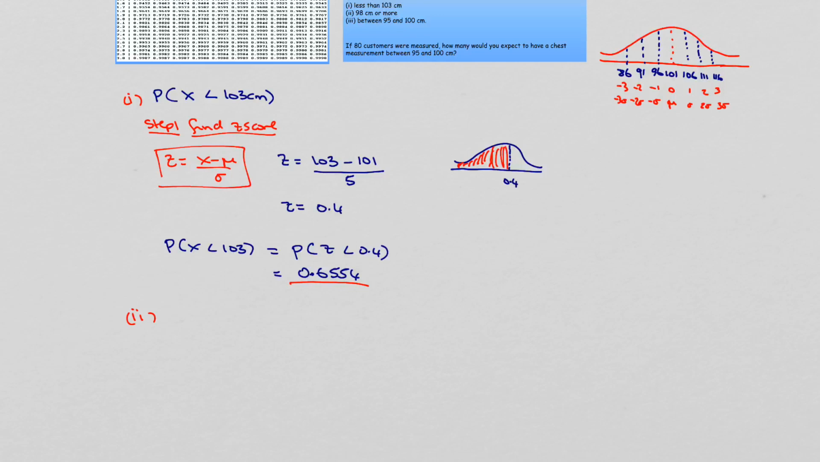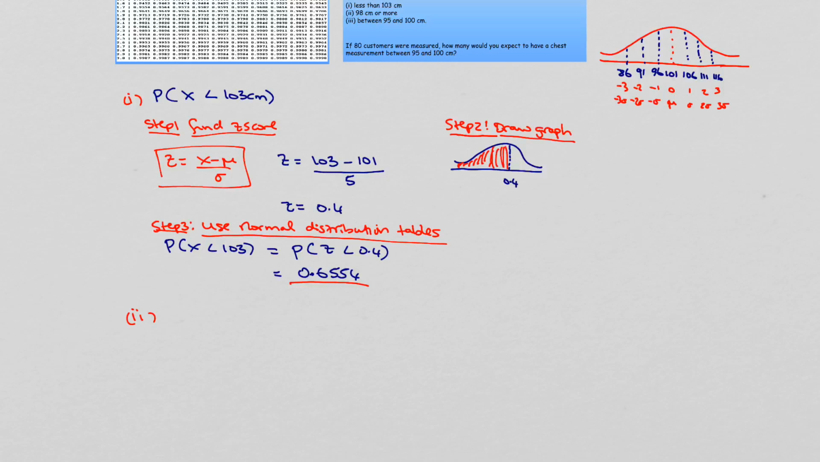Sorry, if I just go back to that, I had written down that step 1 is find the z-score. Step 2 is draw your graph. And step 3 is to look up your tables, using your normal distribution tables. We're going to do that each time in these questions: find the z-score, draw the graph, and use the normal distribution tables to find our probability.